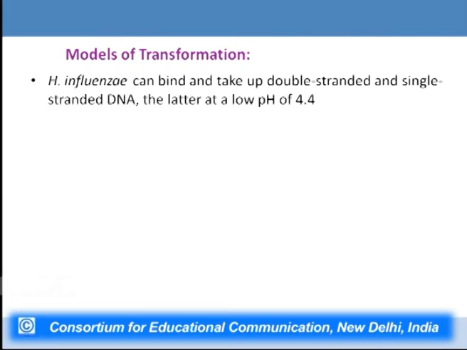Haemophilus influenzae, on the other hand, can bind and take up double-stranded and single-stranded DNA, but it can take single-stranded DNA only at a low pH of 4.4, which is an acidic pH. It binds and takes up double-stranded DNA only from the same or closely related species. So there is a limitation in the Haemophilus influenzae system that it can take up DNA only from the genetically related species.